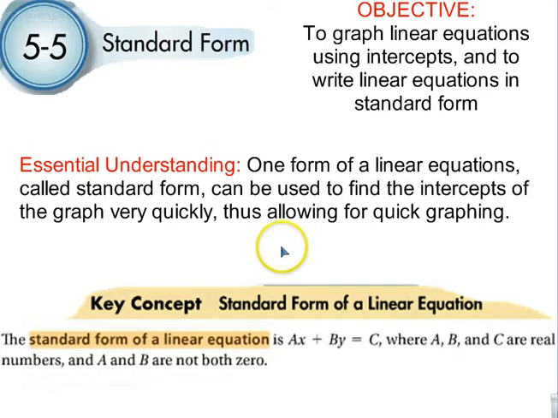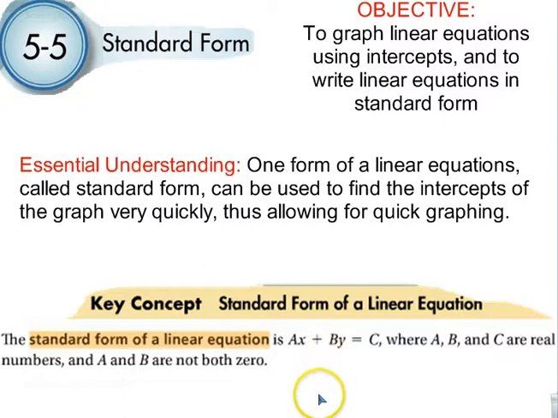What it does do is it helps us use what are called intercepts. We've already met an intercept in slope-intercept form. That one was the y-intercept. Here's the form, ax plus by equals c. Notice x and y are on the same side. A, b, and c have to be real numbers, and both a and b cannot be 0. It is possible for one of them to be equal to 0, but not both of them.